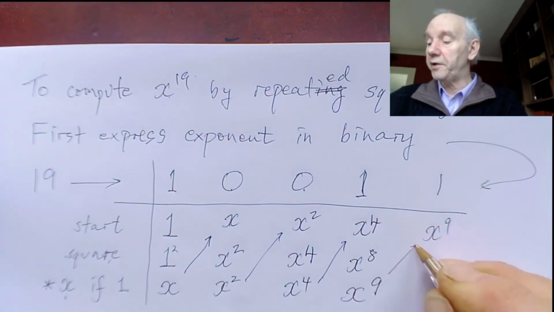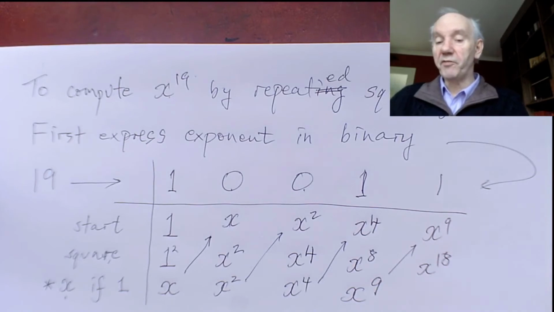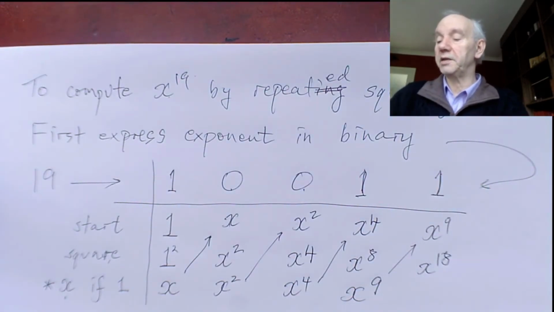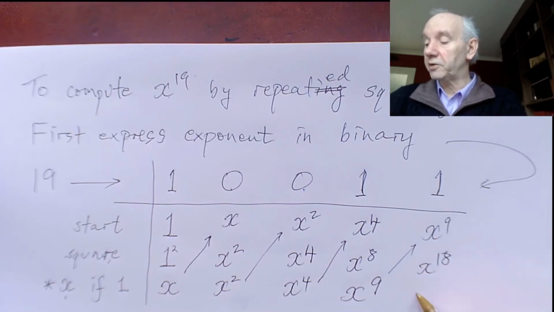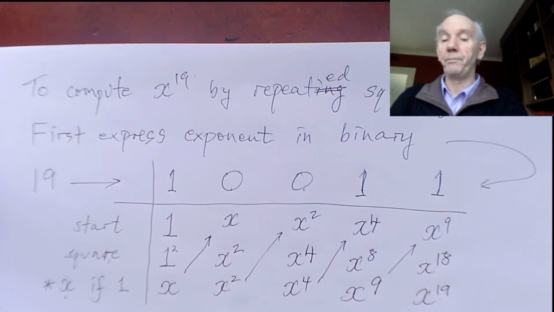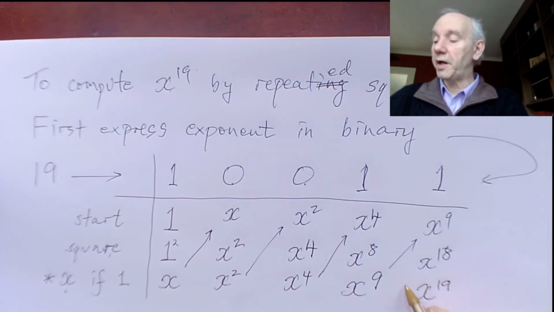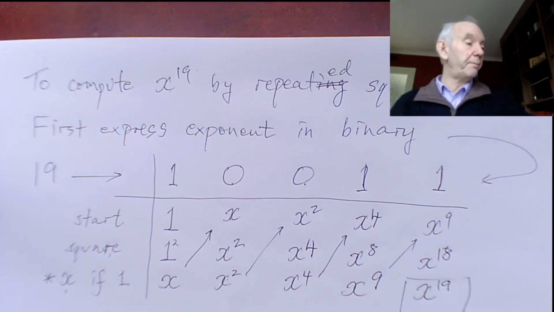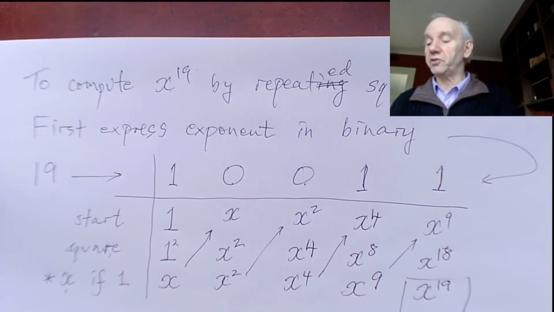It gets squared. And then we have our final multiplication by x, because there's a 1 here, meaning that 19 is an odd number. And we end up with x to the 19, which is what we wanted. So that shows you how you get the x to the 19 by 6 operations.